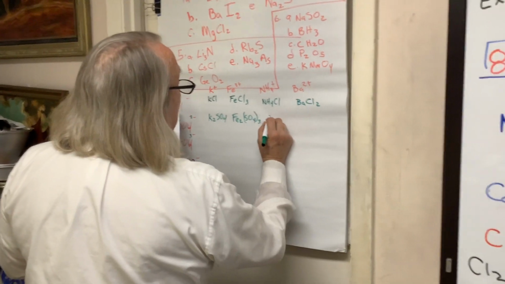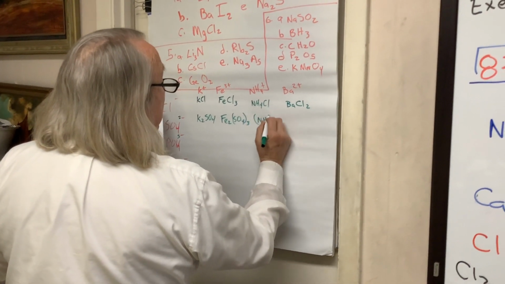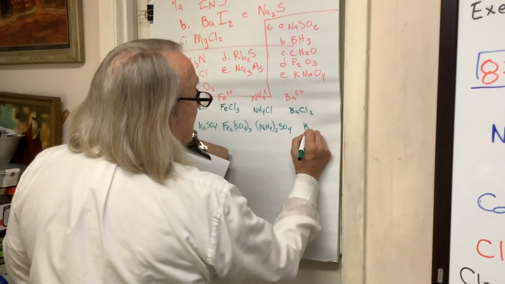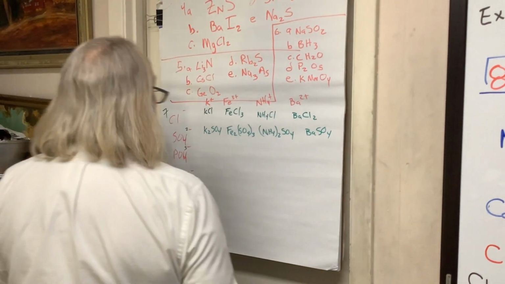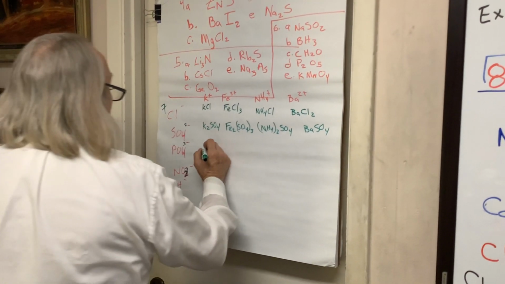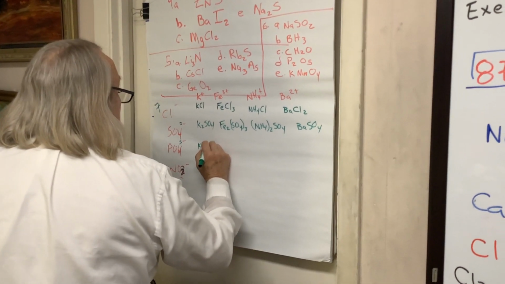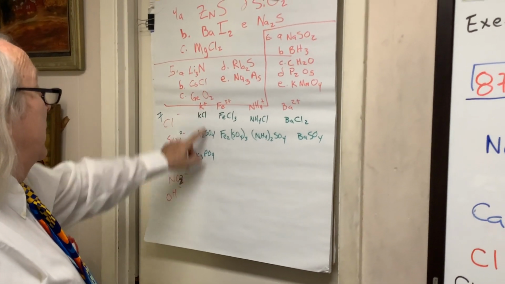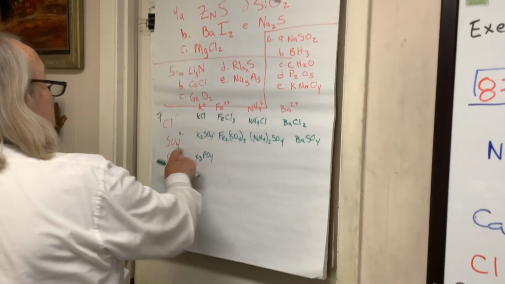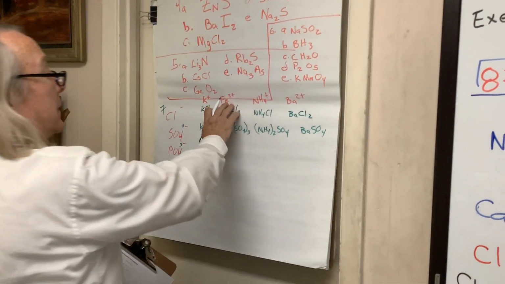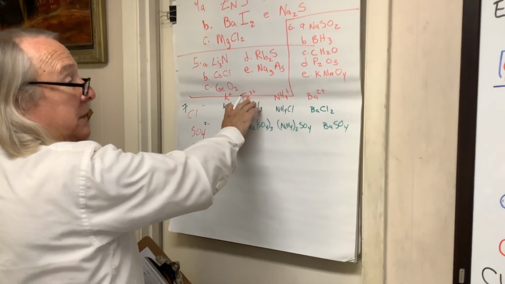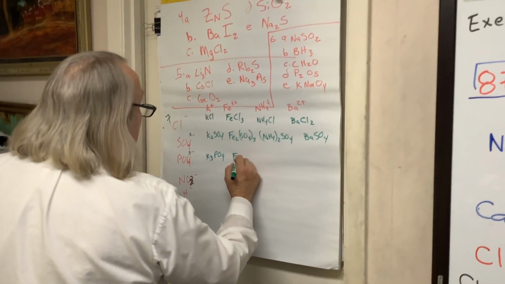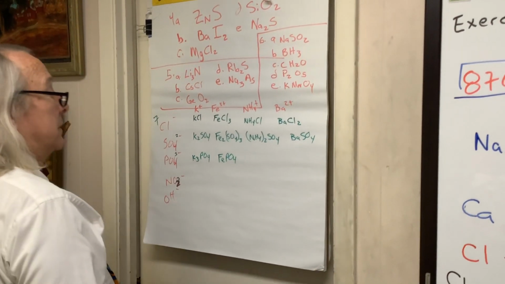Ammonium sulfate: NH4 is 1 plus, so I need 2 of those to balance the 2 minus. And barium sulfate is BaSO4. For phosphate, I need K3PO4 for potassium phosphate. Okay, -3 and plus 1, 3 of those. Here's a 3 and a 3, so for this iron 3, now iron can be either +2 or +3, but they told us iron 3 plus, I just need FePO4, iron phosphate.